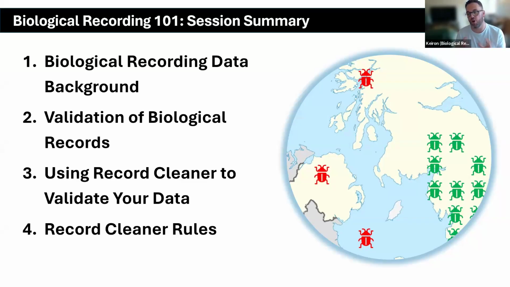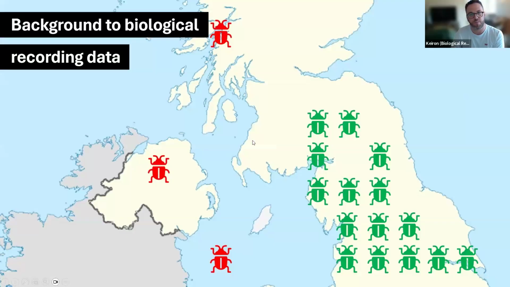The session summary will be covering four different sections: a background to biological recording data, why it's important, and why it's important to make sure it's accurate. Then we'll be going into the validation of biological records before moving on to the Record Cleaner tool and how to use that yourself to validate your data. And then we'll be exploring how Record Cleaner can be used to support verification through the Record Cleaner rule system. More on that later, but those are the four sections that we're going to go through today.